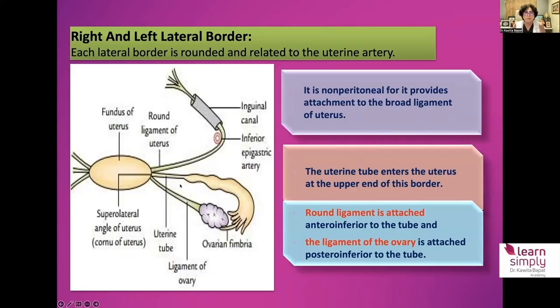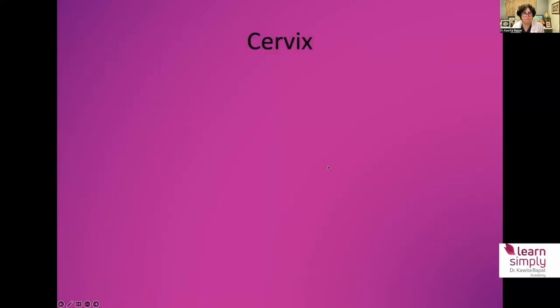While doing the dissection, we should know these two things: where the round ligament will be and where the ligament of the ovary will be. The round ligament will be anterior-inferior to the tube, and the ligament of the ovary will be attached to the posterior-inferior of the tube.